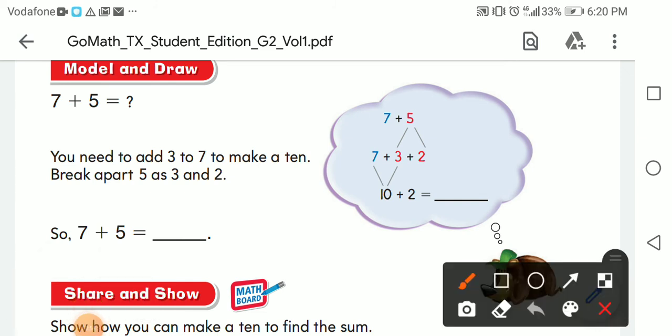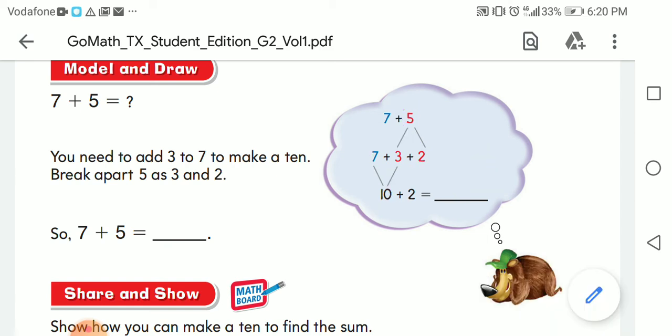So again, 7 plus 5, I have 7 the same. I want 5 to be divided into two numbers. 5 is 3 plus 2, right? I have 7 plus 3 equal 10, and then 10 plus 2 equal 12.